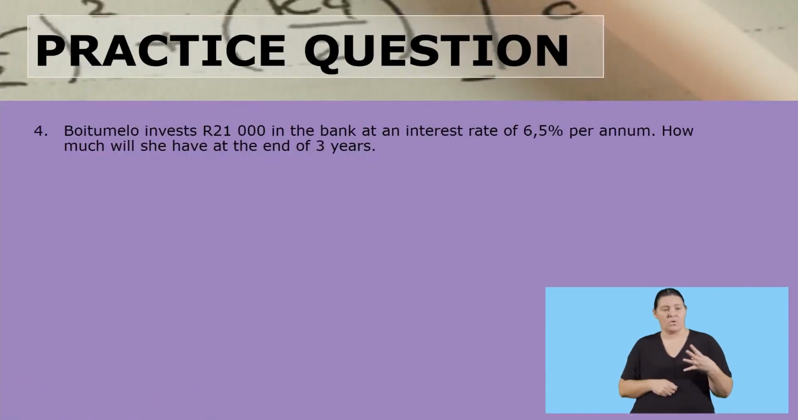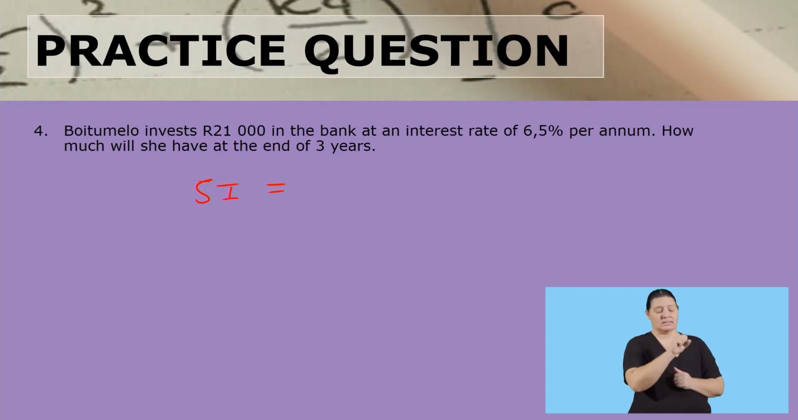Then we are going to continue to number 4. So when we look at number 4 there, we have Boitumelo invests 21,000 in the bank at an interest rate of 6.5% per annum. How much will she have at the end of 3 years? So we know that here we are calculating that simple interest that we learned about. So our simple interest, if you remember, would be our P for principal amount, our R for the interest rate, and our T for the period or for the amount of time.